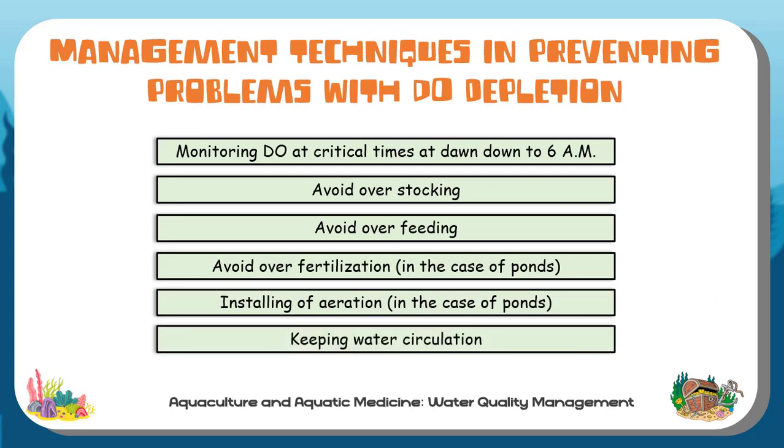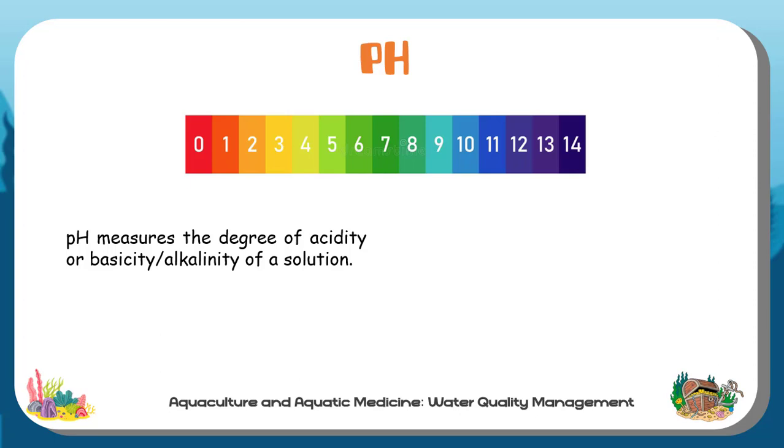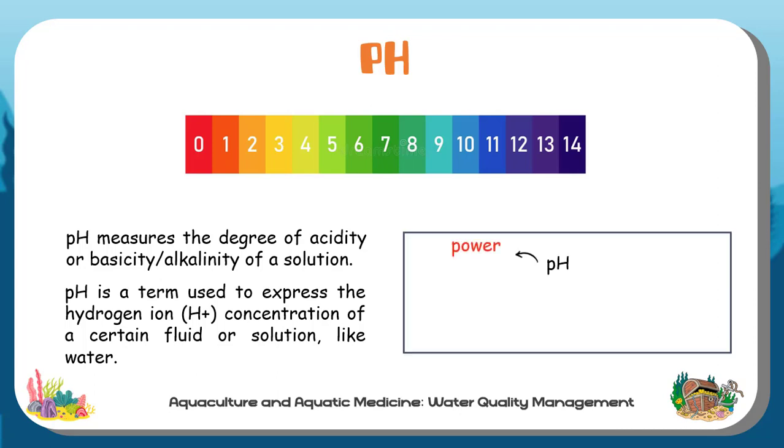Now that we're done with dissolved oxygen, let's now discuss pH. pH measures the degree of acidity or basicity or alkalinity of a solution. pH is a term used to express the hydrogen ion concentration of a certain fluid or solution like water. The P stands for power and H for hydrogen. Therefore, pH is the power of hydrogen.